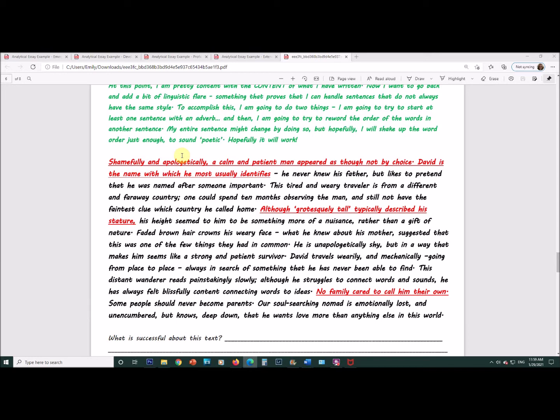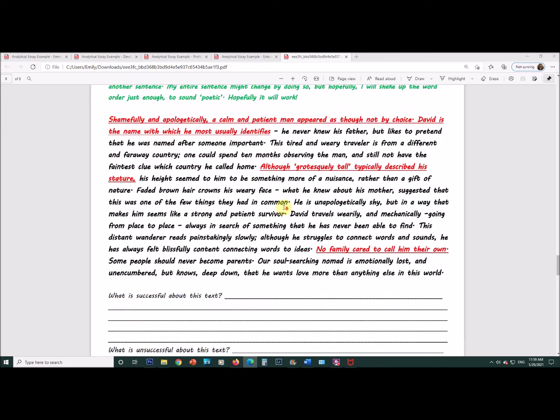Our soul-searching nomad is emotionally lost and unencumbered, but knows deep down that he wants love more than anything else in this world. So, oddly enough, what I found when I did this is by changing the order of the words, my language sounded more impressive. Because I had to find different ways of expressing the same idea, and I happened to find better words. So again, a nice easy trick is just simply changing around your order.